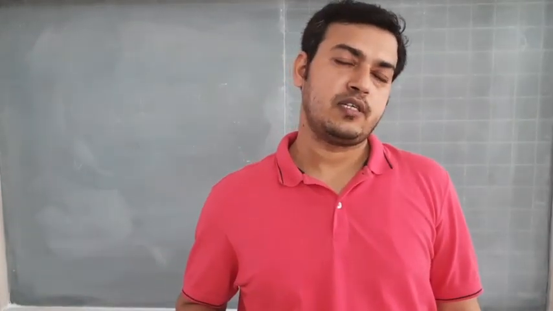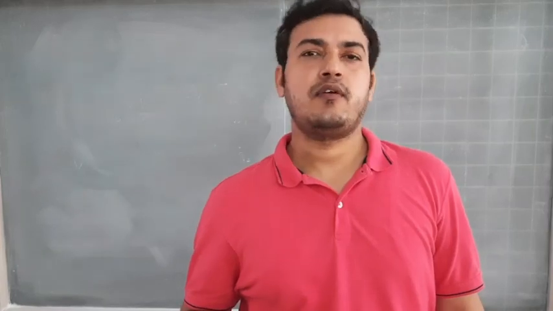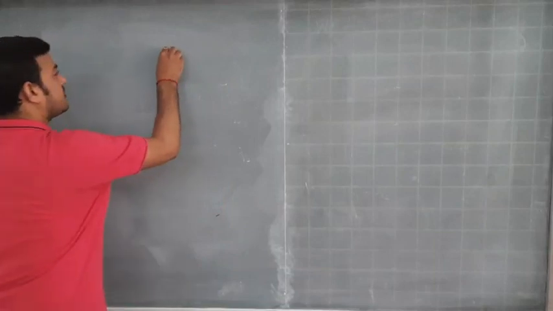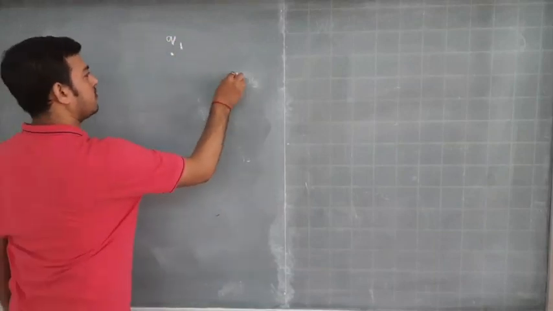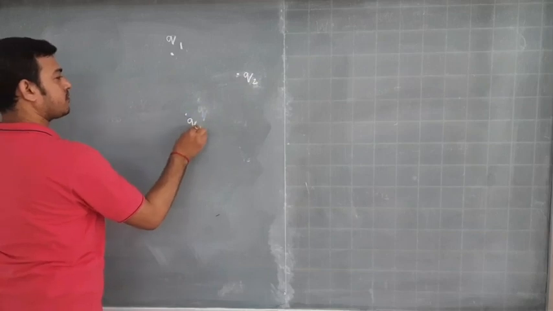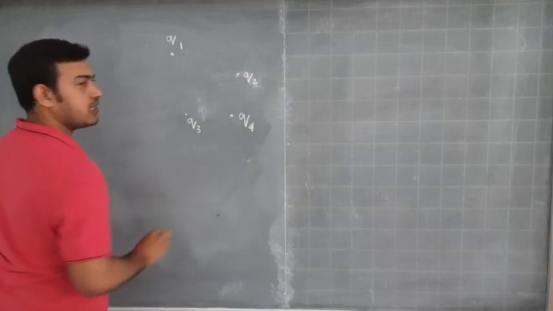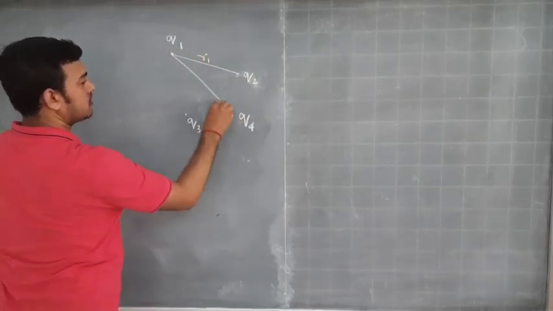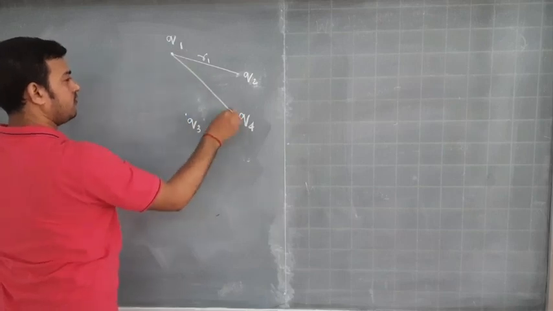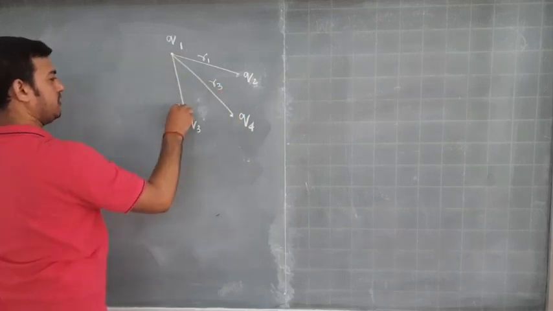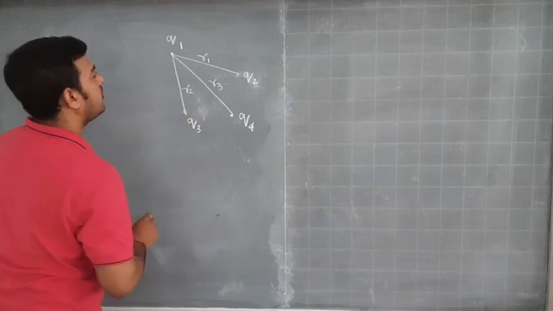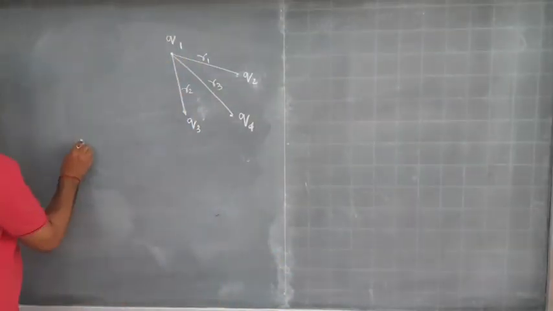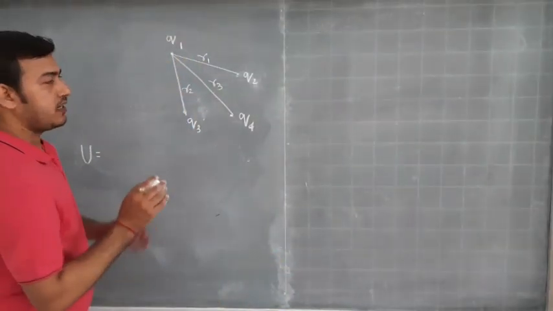Now we will deal with the situation where there is a number of charges at a place. Consider the situation that I am having four charges here, and the distance of q2 from q1 is r1, the distance of q4 is r3, and the distance of q3 is r2 here. So for this system of charges, we can calculate the electrostatic potential energy in an easy way.